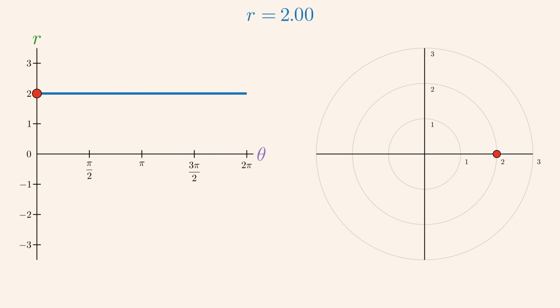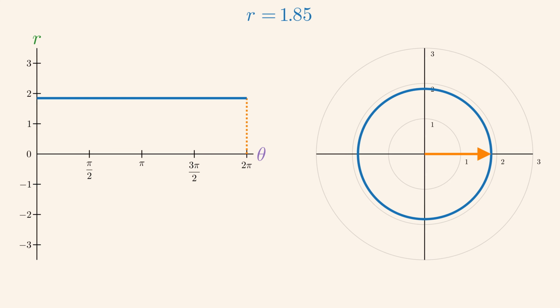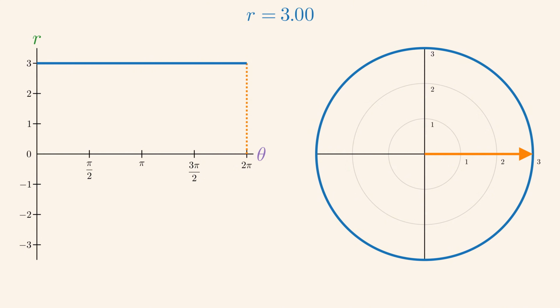When our angle theta is 0, the Cartesian graph tells us that the radius is 2. So on the polar plane, we draw a vector at an angle of 0 with a length of 2. As we sweep through all the angles, that radius stays at 2, tracing out a circle. If we change the radius, the Cartesian line shifts and the polar circle shrinks or expands.